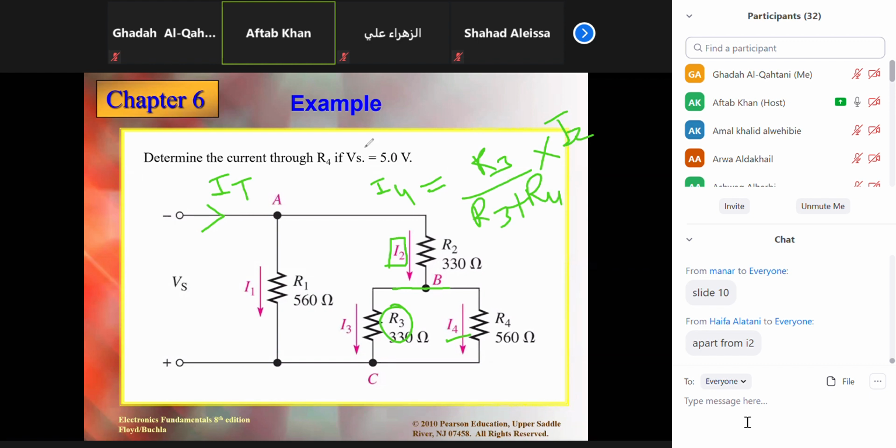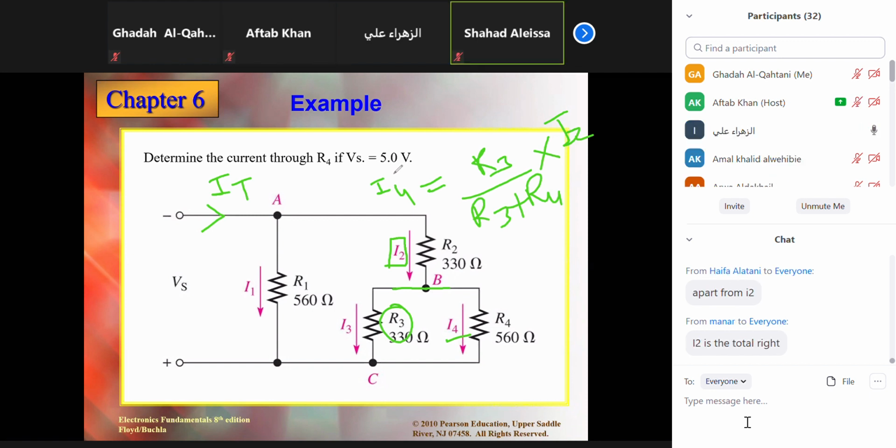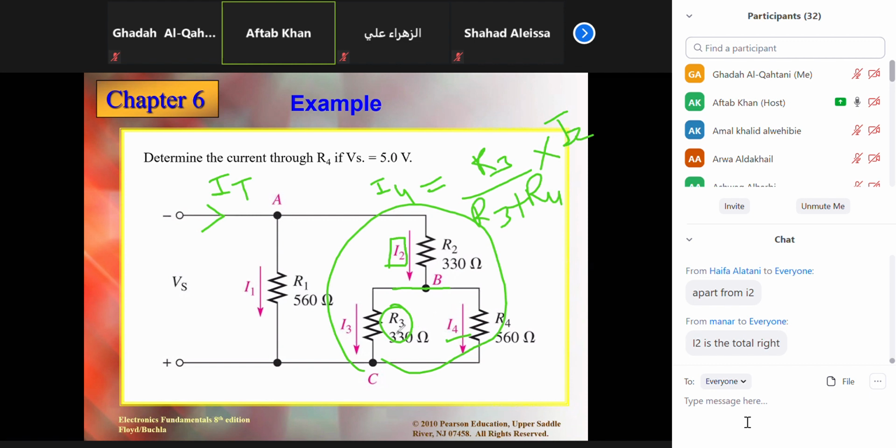Okay. Is it clear? Yes. Okay, next. Doctor, when do we use the general current divider rule and the specific one? See, this is actually current divider when we have two resistances in parallel. This is the rule. Understand? This is the general.